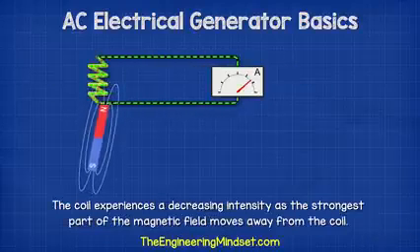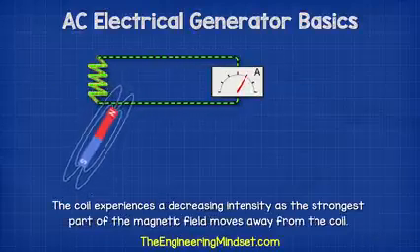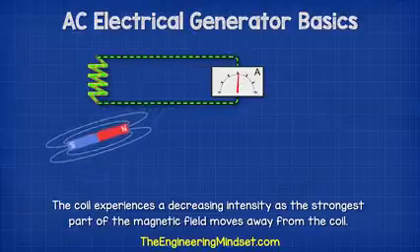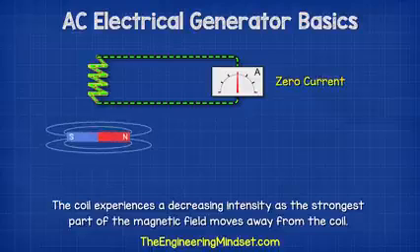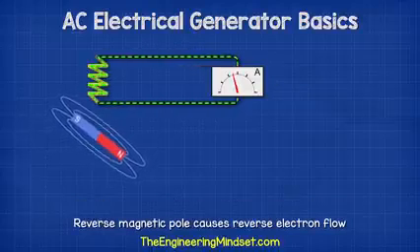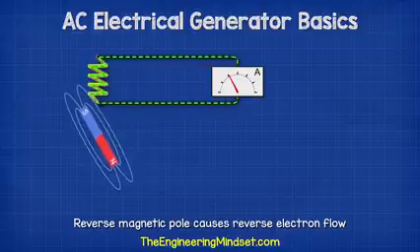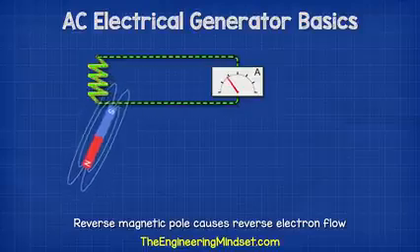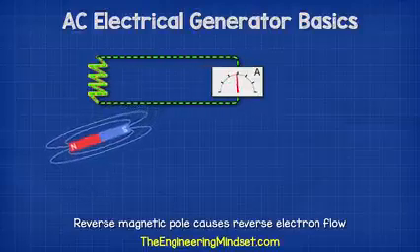Then the magnet starts to move away from the coil, so the magnetic field begins to decrease, and so does the current of electrons until it reaches zero again. And now the opposite end of the magnet begins to get closer to the coil, and this pulls the electrons in the opposite direction. This again reaches a maximum point and then decreases back to zero.